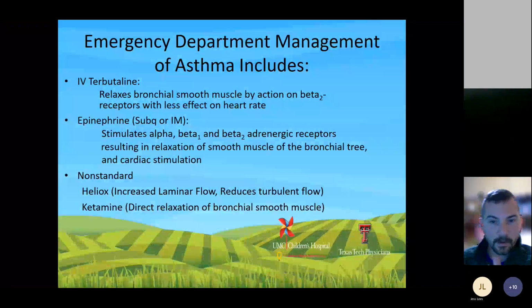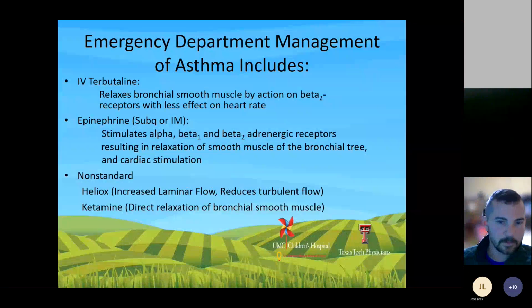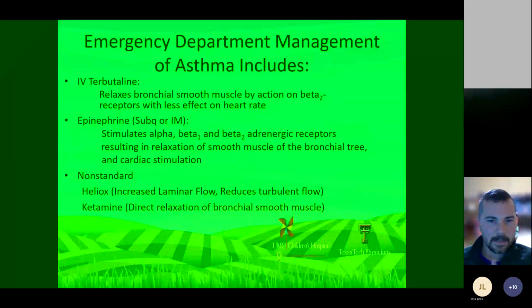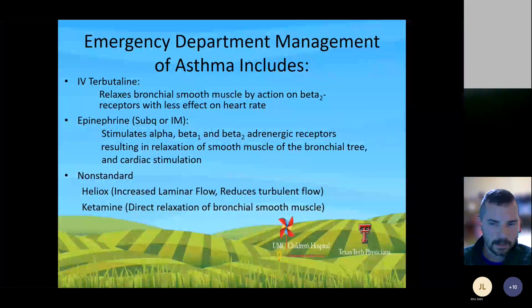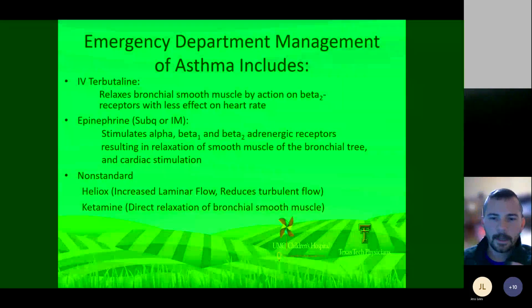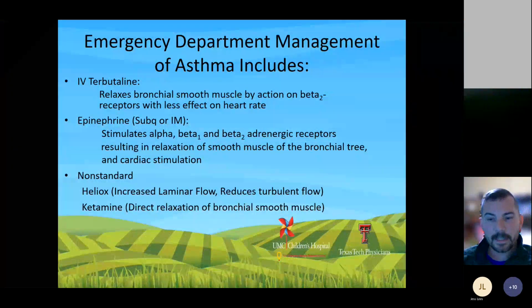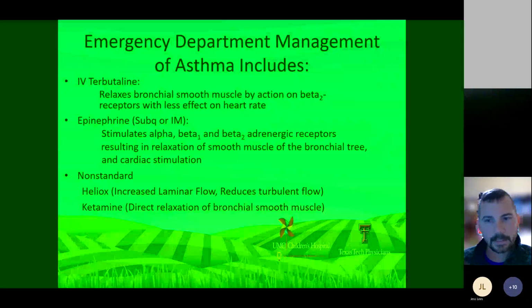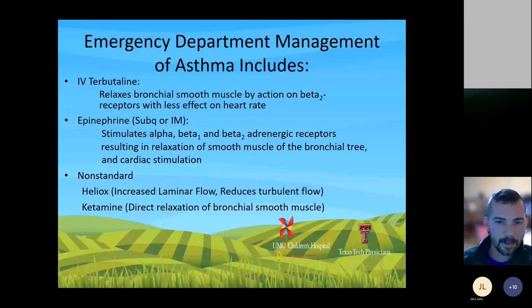IV terbutaline is one, and again, another smooth muscle relaxant. Haven't quite used the terbutaline very often lately. Mag seems to do pretty well. A couple doses of mag sometimes. It's been, like I said, quite a while since terbutaline, but it is available to use if needed, and if that's all your facility has, then obviously if it's needed, that's where we're going to go. I suggest you go and read and study more about that.